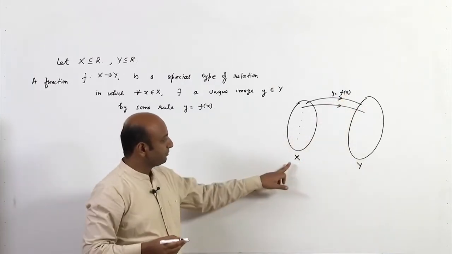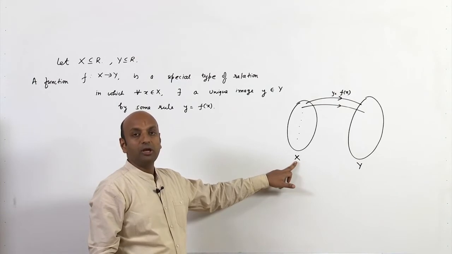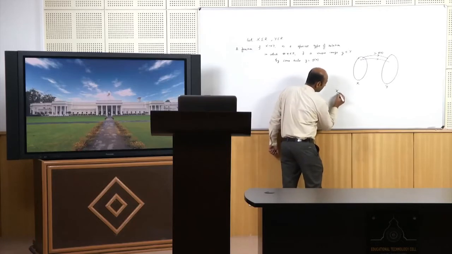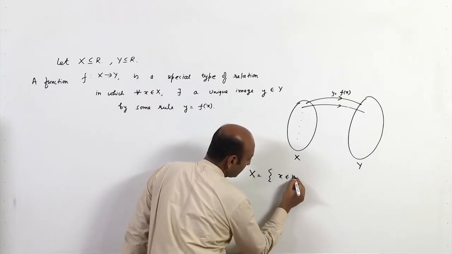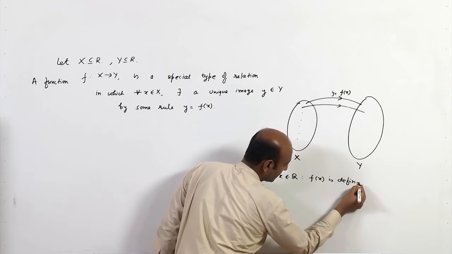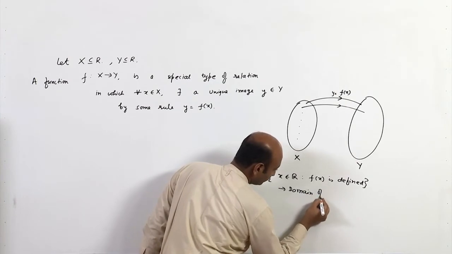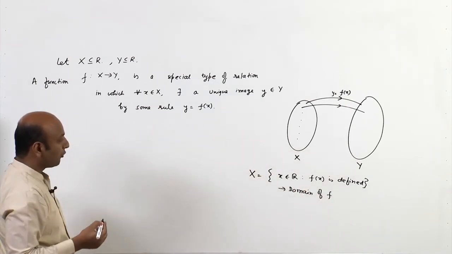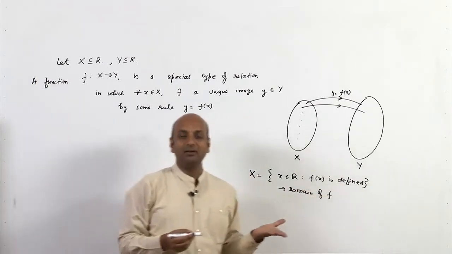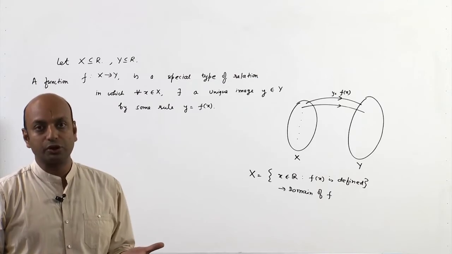Now, this X where the function is defined, we call the domain of the function. So, X is all those x belonging to R where f(x) is defined. This we call the domain of f. Now, what do we mean by the function being defined? Simply speaking, a function is defined if it is not a complex number and the denominator is not equal to 0.